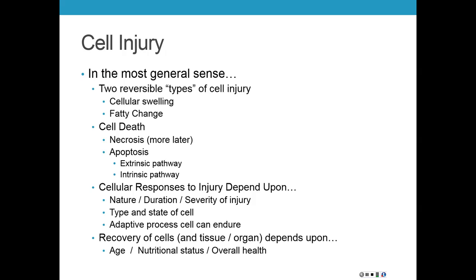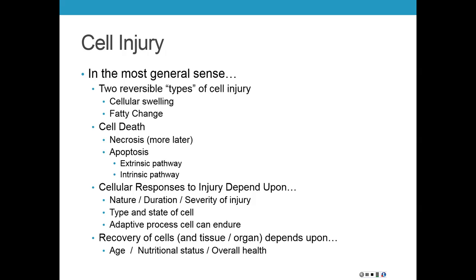Now, when we look at the cellular responses in a general sense, there are several things that figure into how severe the injury is going to be. What are we going to see happening to cell injury? Is it going to lead to death or not? And so factors that figure into that are things like the nature of the injury. So what is it that happened? For instance, a burn can be more severe than, say, loss of nutrition to the cell. Lack of oxygen can be far more severe than, say, certain chemical exposures.